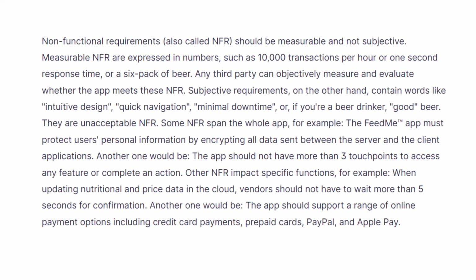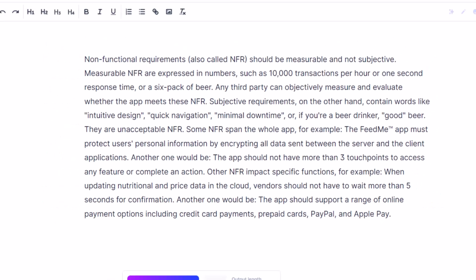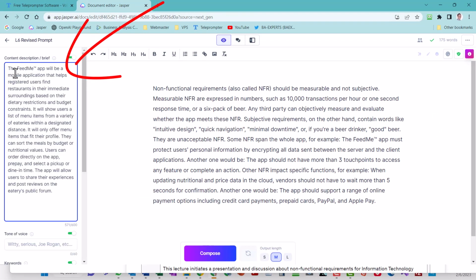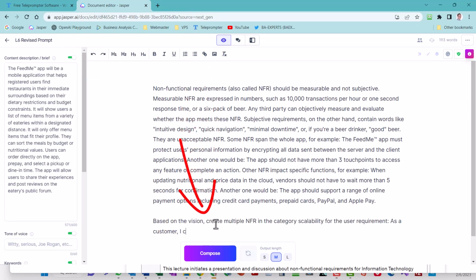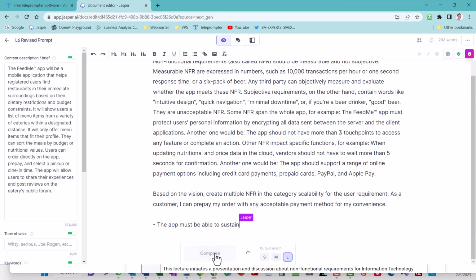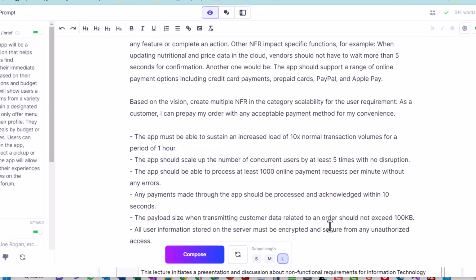To ensure that Jasper has the appropriate context, I'm also adding the vision statement in the content brief field up here. So now that Jasper has the context and background explanation, I'm going to use this prompt. Okay, that certainly gives me something to work with.